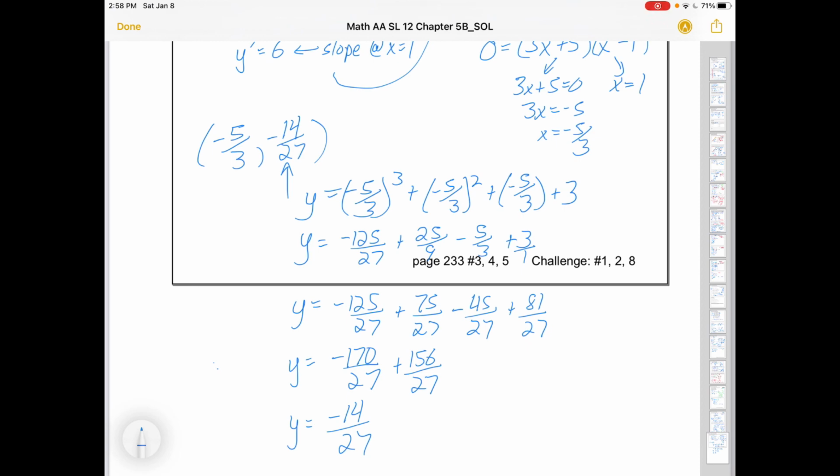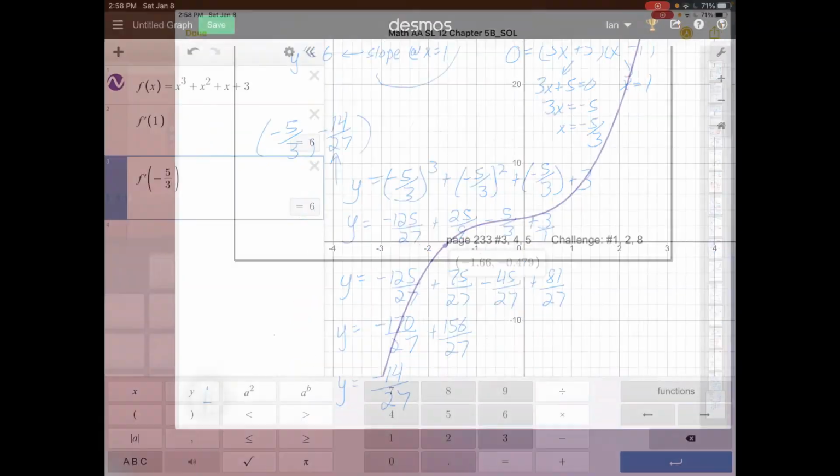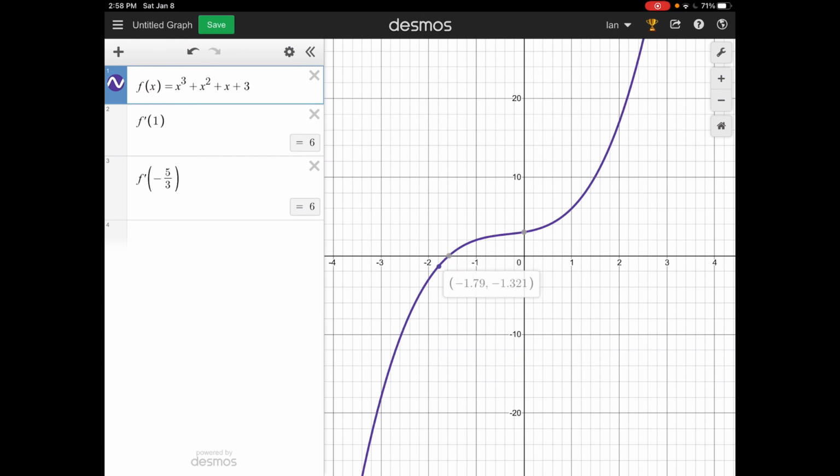Let's head to Desmos and just check this stuff out. So if we check the point at negative 1.66-ish, which is negative 5/3, we're around here. We're around negative 1/2, which seems about right. If I type it in as f of x, then you can see I can also double check my derivatives. I can ask it to find me f prime at 1, which is 6, and f prime at negative 5/3, which is also 6. So that guarantees that the slope is the same at those 2 points.